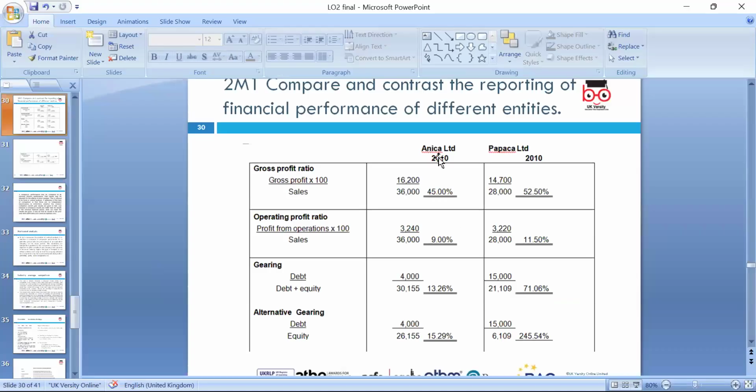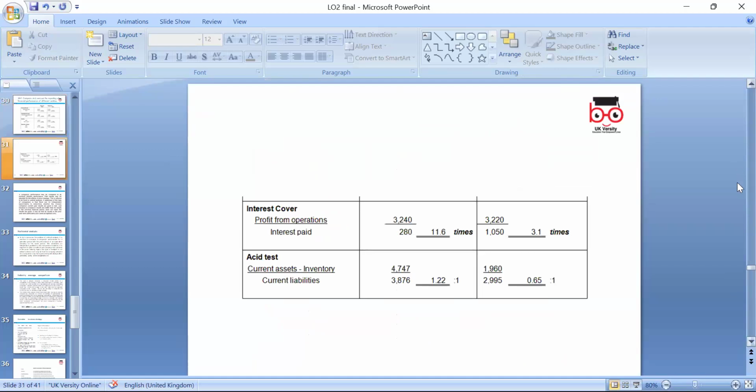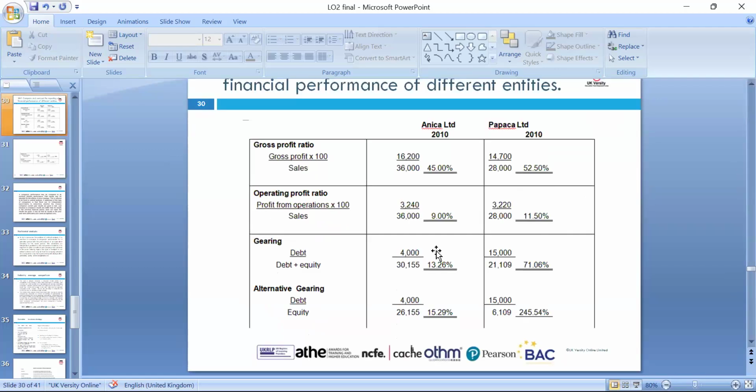Okay, so we can look here at the two companies, Anika and Papika. Anika has a 45% gross profit, the other was 52%. The operating profit was 9. The difference between 45 and 9, the rest, was operating expenses, those overhead expenses. So we can think about how we can reduce them to improve performance. Gearing ratio: high gearing means high risk, and we can pick the figures from the statements and calculate using the formula.